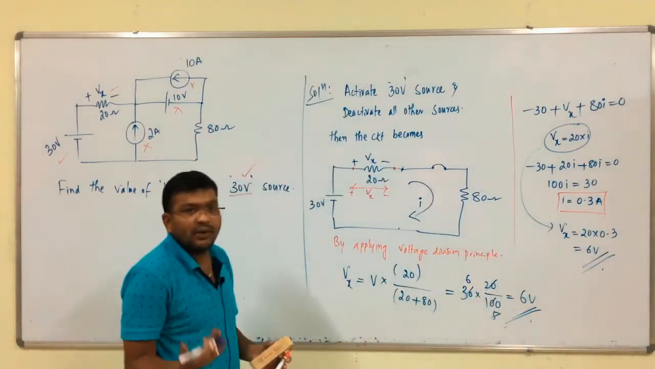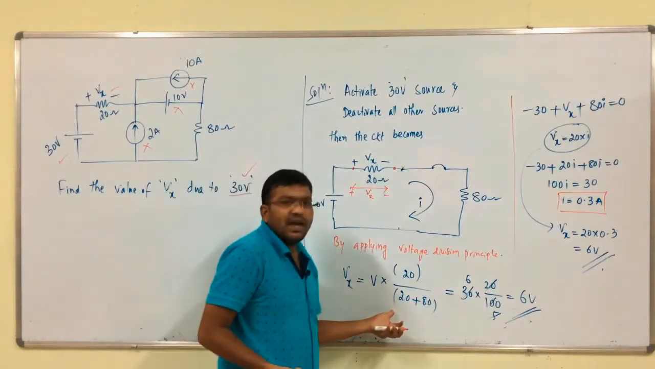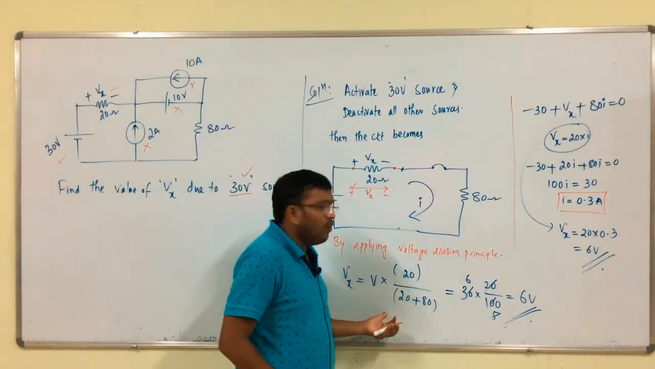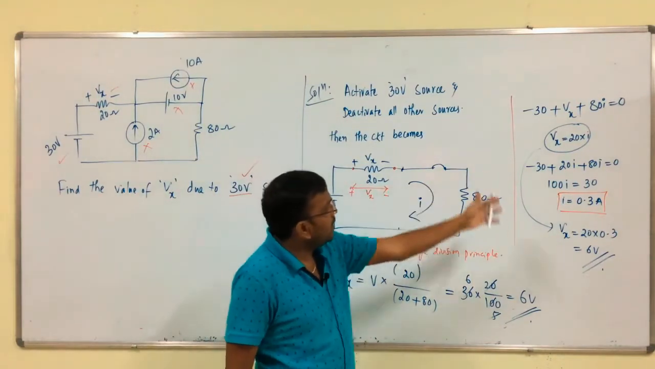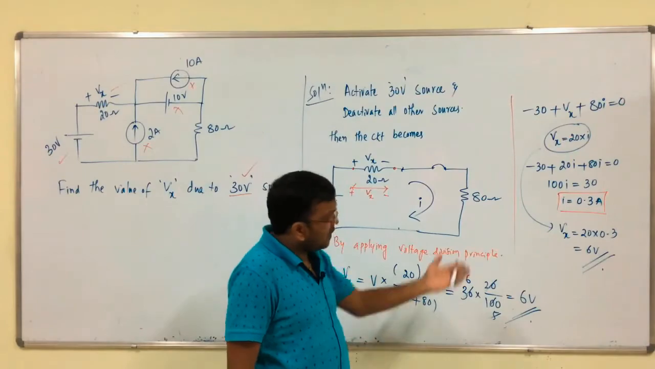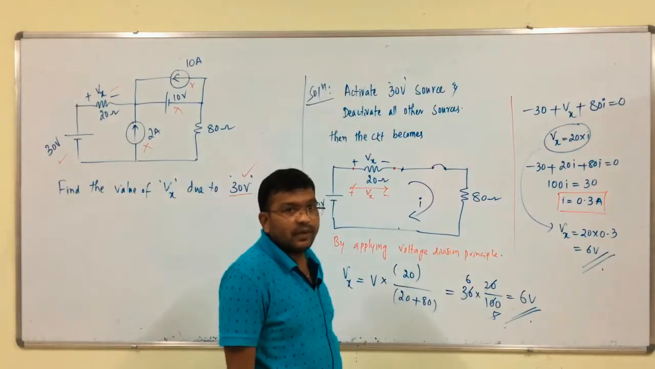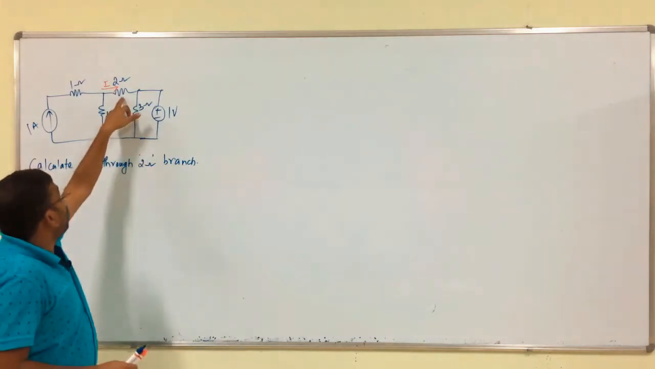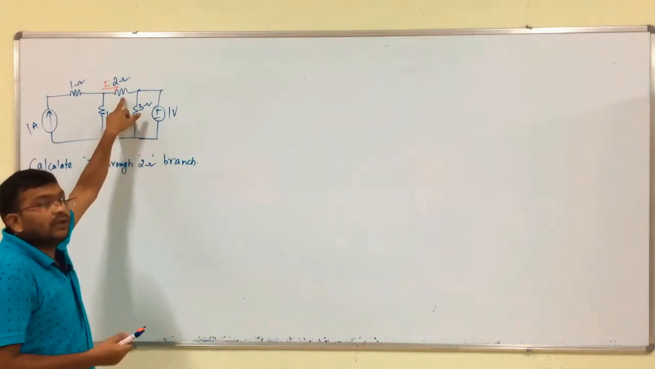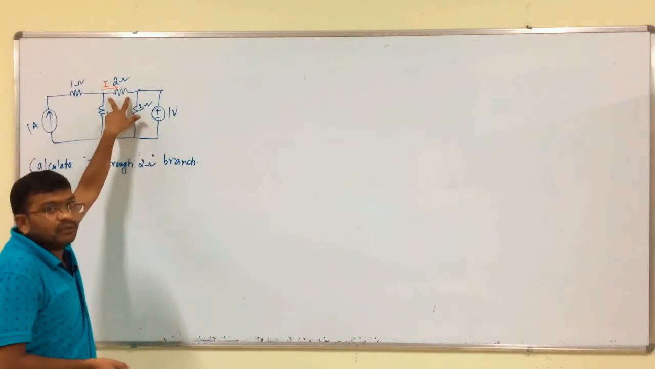So, like this we have to calculate. This is the direct method, the simple voltage division principle, or you can do it with a simple KVL equation. By getting the current value, we get the value of that voltage. Okay. So, from this we are going to calculate the current through the 2 ohm branch resistance. He wants only the current through this branch, using the superposition theorem.